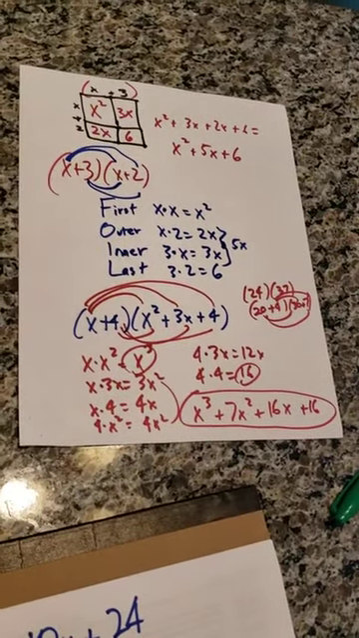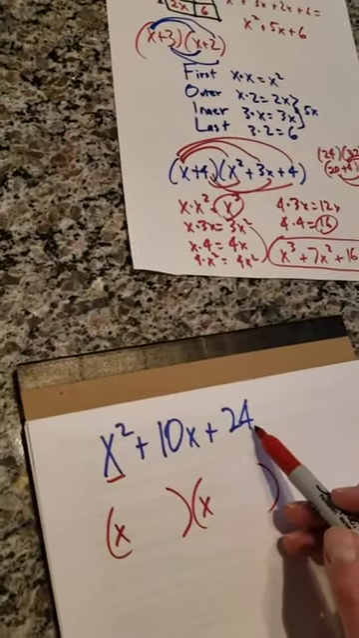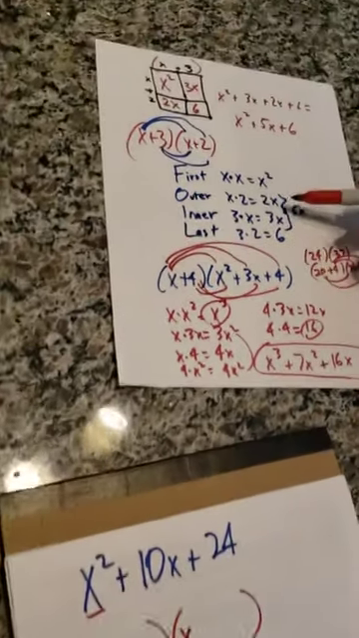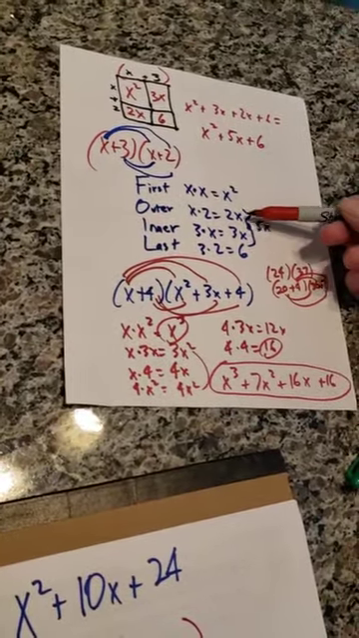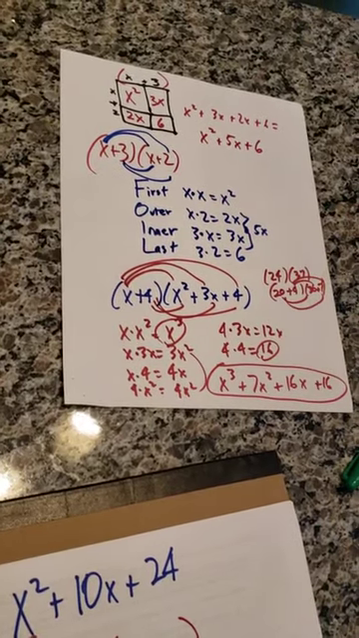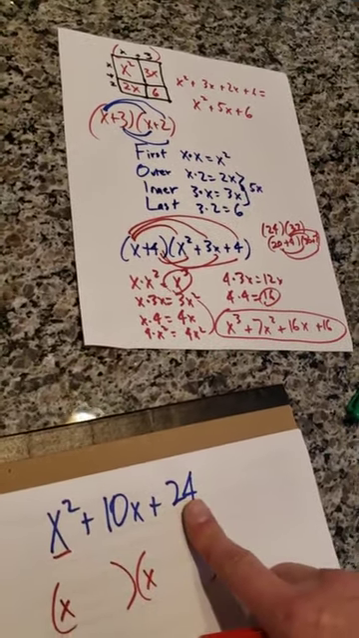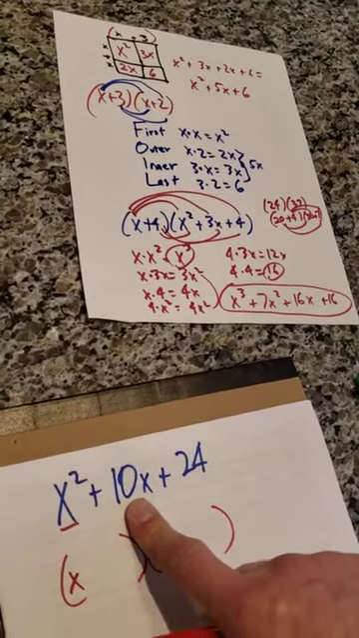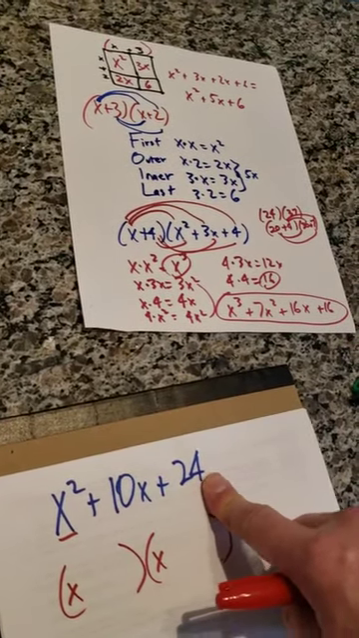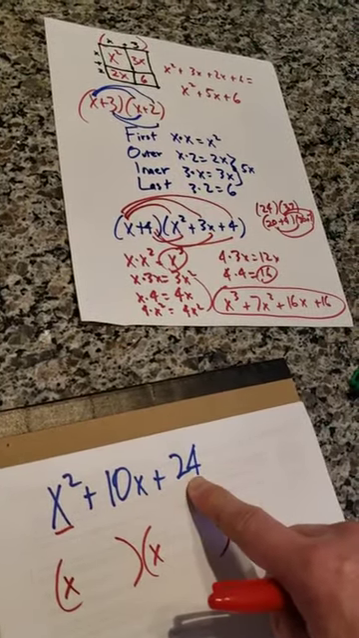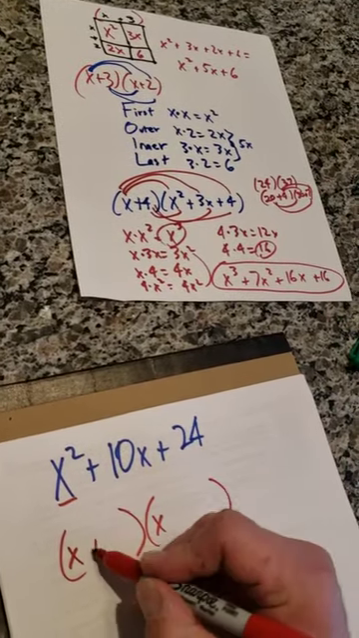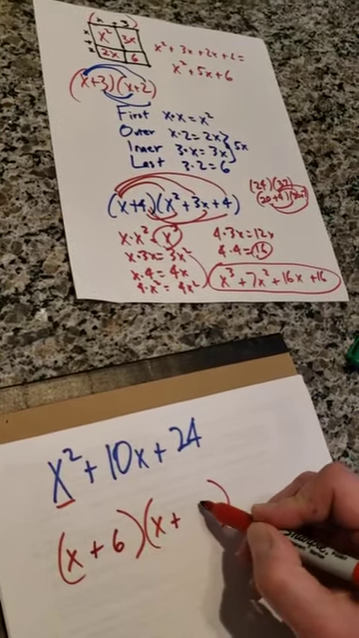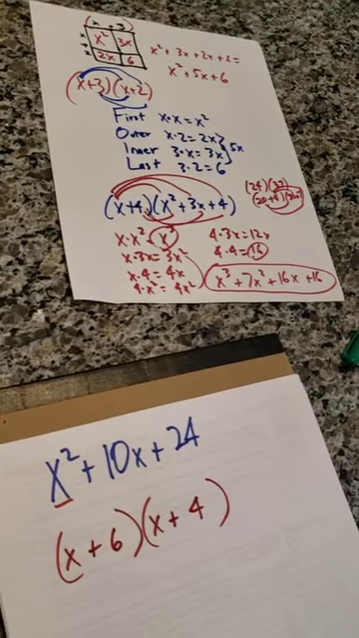If you look at going back to the FOIL method, how we got to our last is the multiplication of two numbers. Well, what we're looking for in this case is two numbers that multiply to 24. But if we go back to the outer and the inner in this example where they were 2x and 3x that added to 5x, we're looking for numbers that multiply to 24 and add to 10. 8 and 3 multiply to 24, but don't add to 10. 12 and 2 add up to 14. So the answer is going to be x plus 6, times x plus 4.